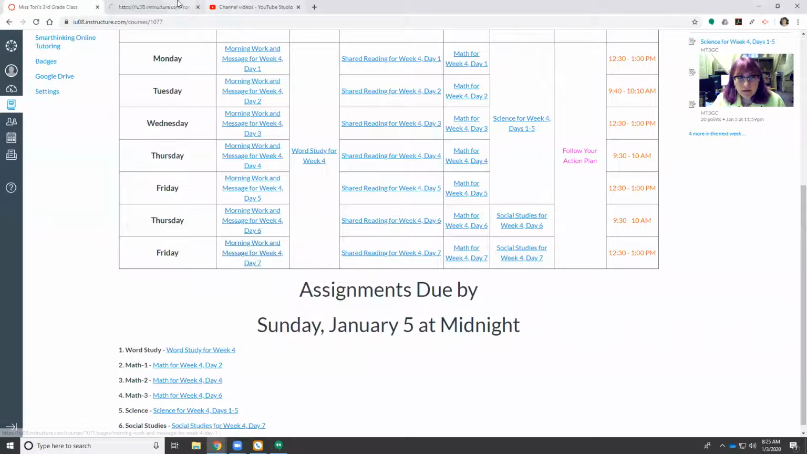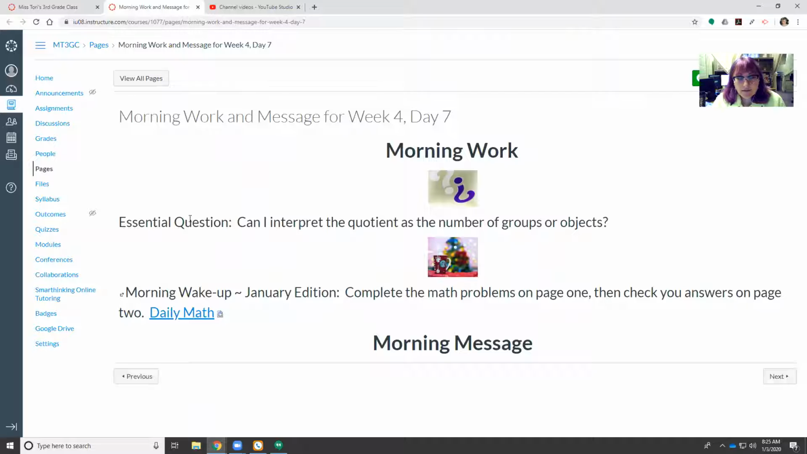Your morning work and message for today, you have an essential question. Can I interpret the quotient as a number of groups or objects? This relates back to your math work that you will be receiving today. In your morning wake up, January edition, complete the math problems on page 1 and check your answers on page 2. So that is the daily math worksheet there.